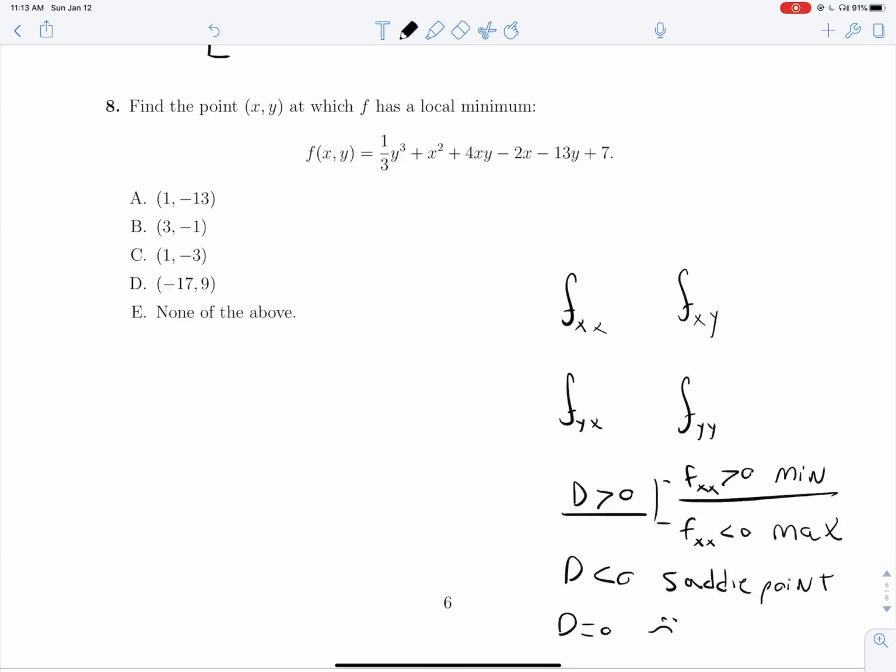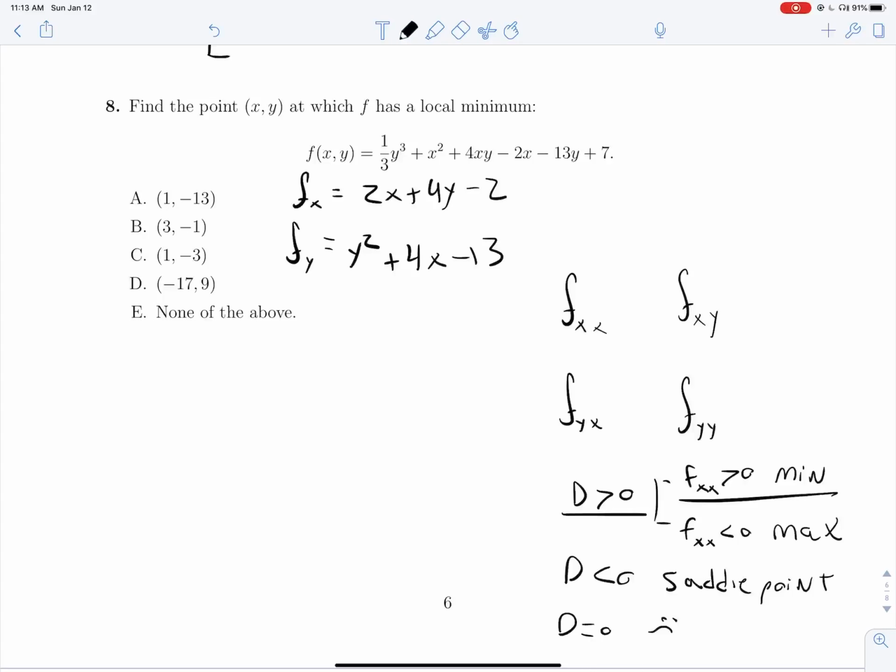But in order to go down that road, we have to take a bunch of partial derivatives. We need fx and fy just to get going here. This is going to be 2x plus 4y minus 2. This is going to be y squared plus 4x minus 13. And all we're looking for are the points that make both of these 0.